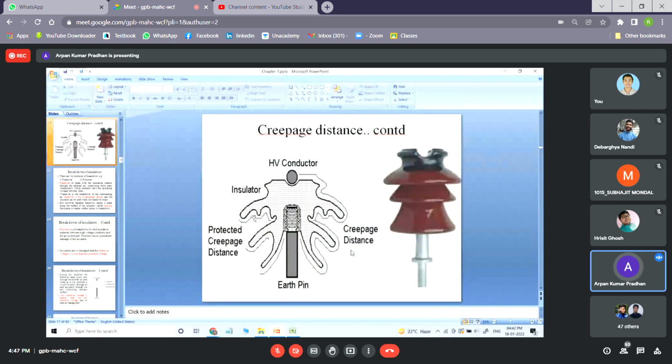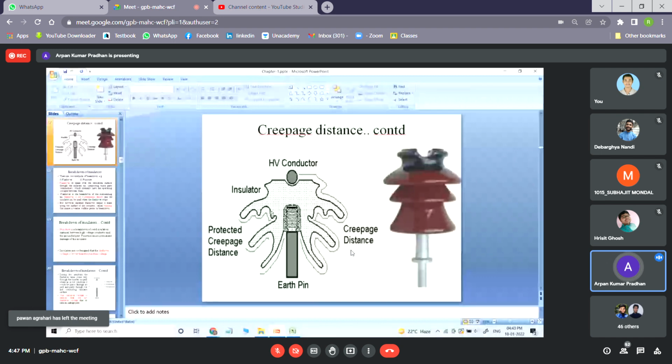Generally, in order to measure the protected creepage distance, we put some light at a maximum angle of 90 degrees, and we try to identify in which portion the light is not coming. If you throw the light perpendicular to that earth pin, you can see these portions where the light will not come, and these portions are known as the protected creepage distance.